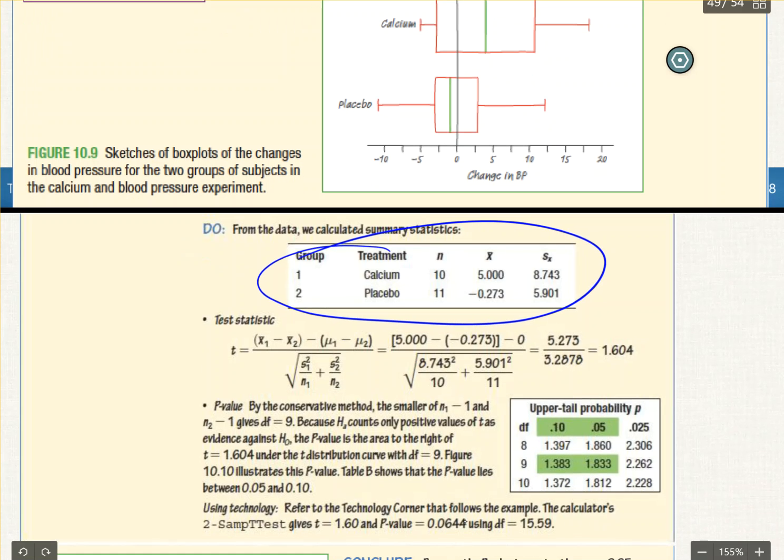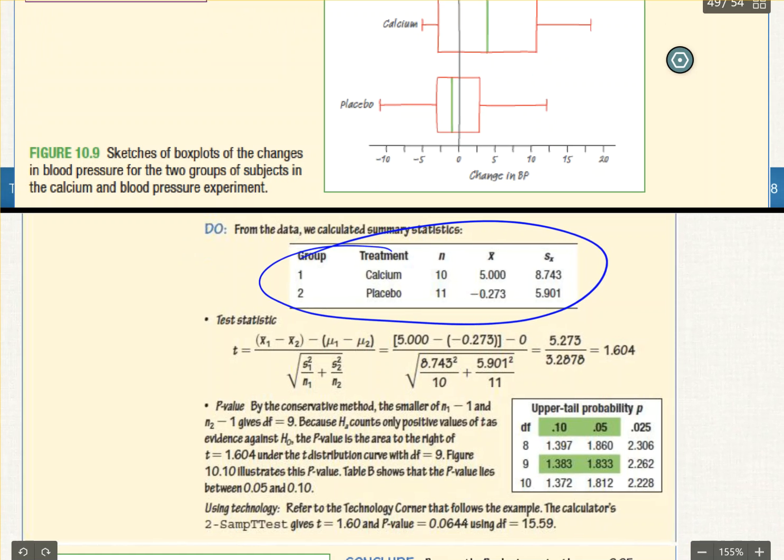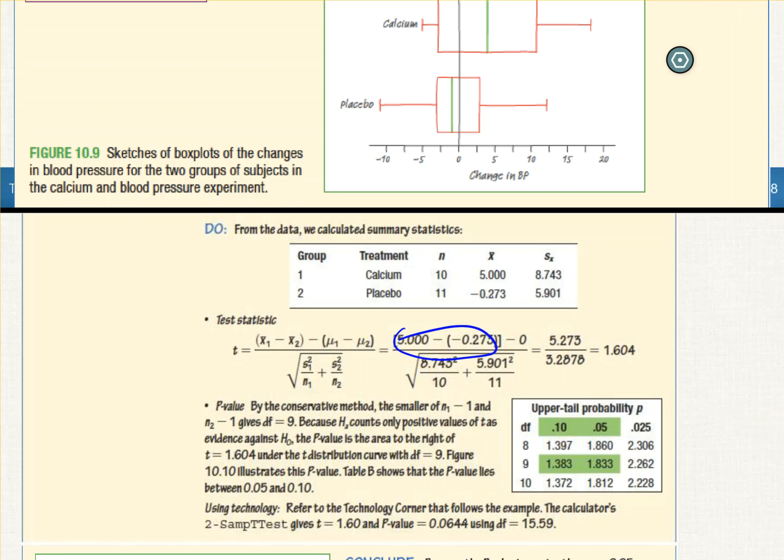All right, so you plug all that in. So again, x bar minus x bar, that's where that comes from. Minus the null, and the null hypothesis is that they're the same, so that's where that 0 comes from. And then just plugging in the rest for the standard deviation, we get t equals 1.604.